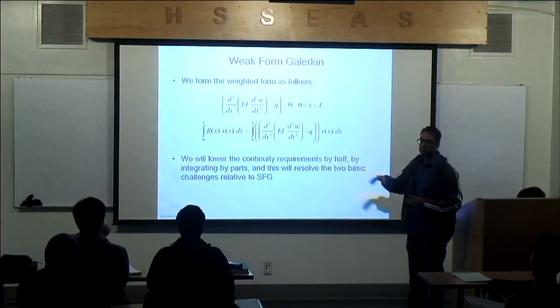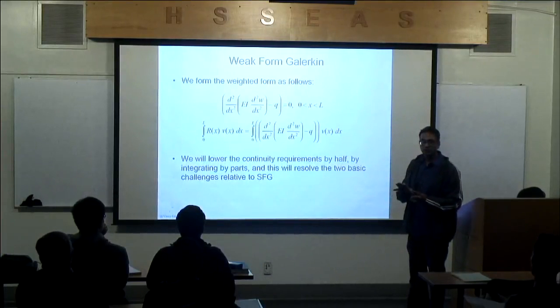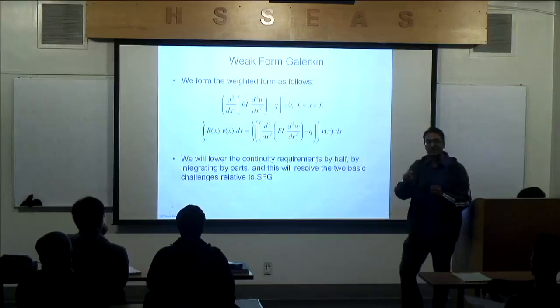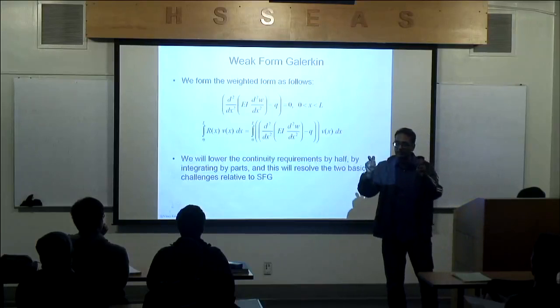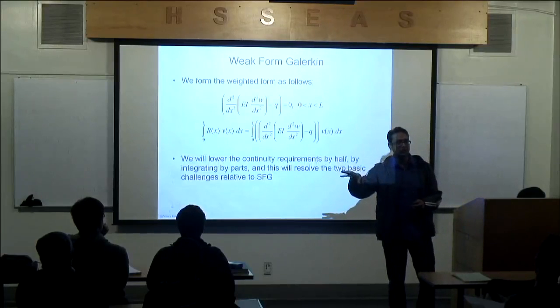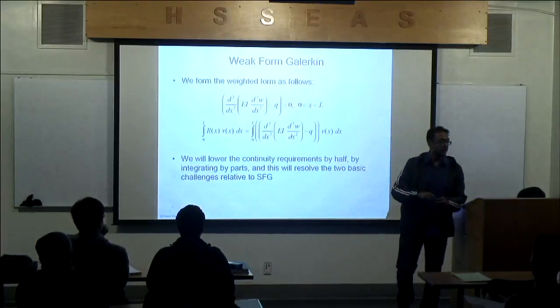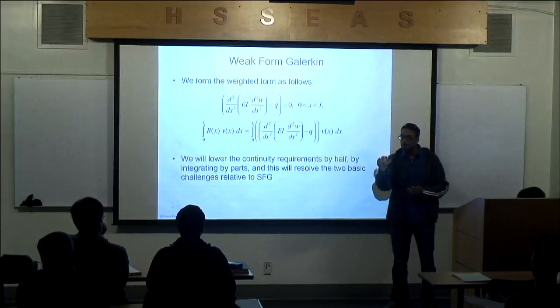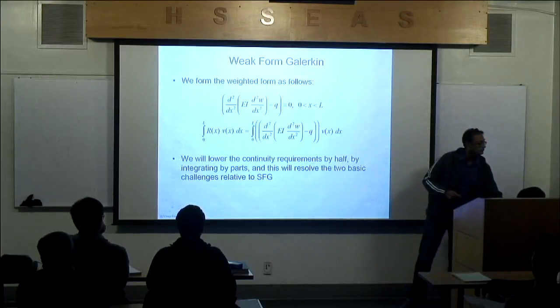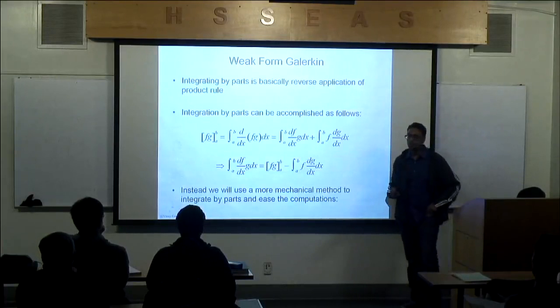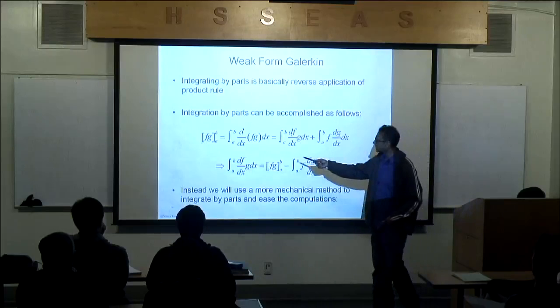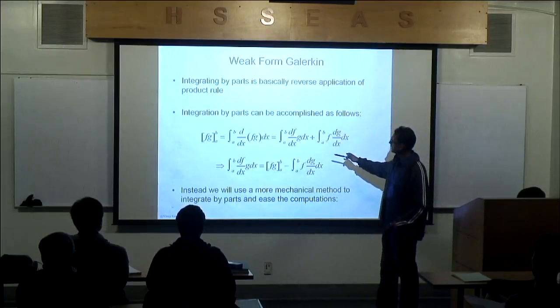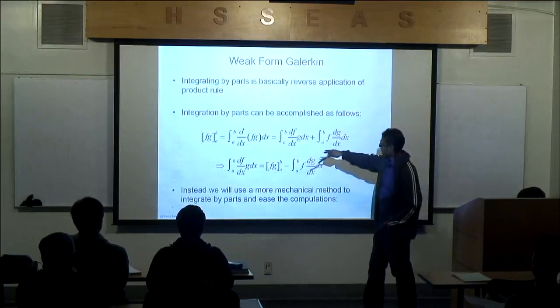And by doing so, by lowering the requirements, I basically have weakened the continuity requirements. That's why it's called a weak form Galerkin. I'm postulating a formulation that has weakened the continuity requirements. Okay? And so in school, they probably taught you this formula, right? How to integrate by parts. And you can use this approach.